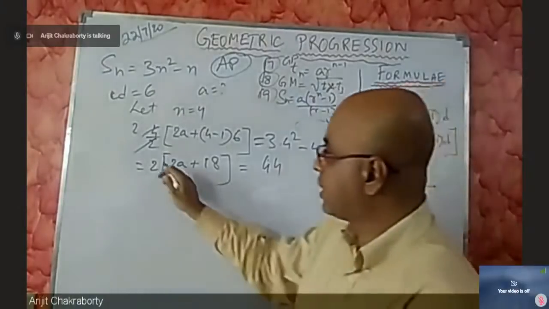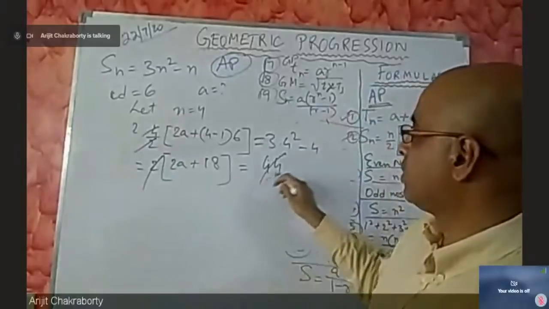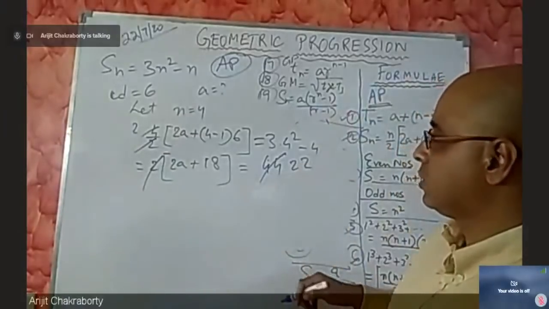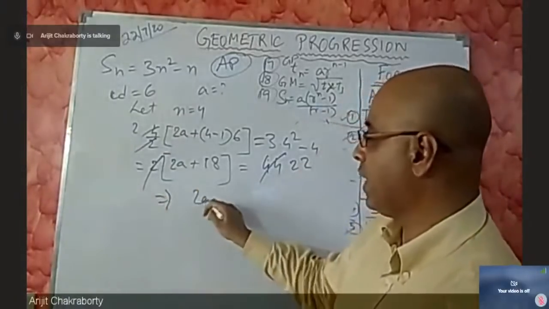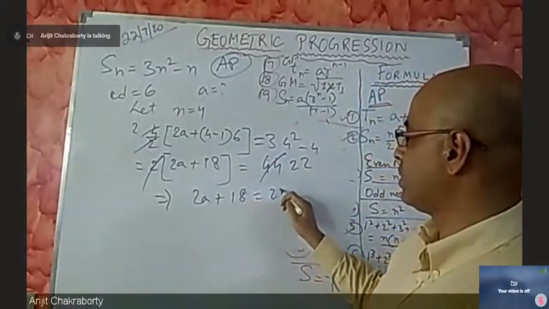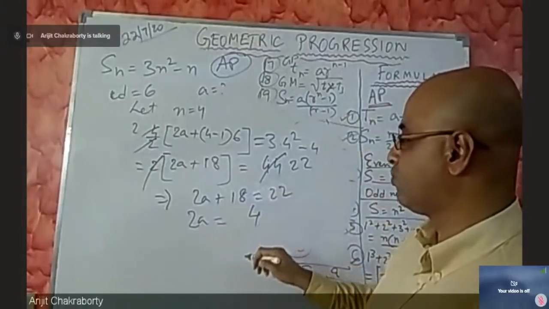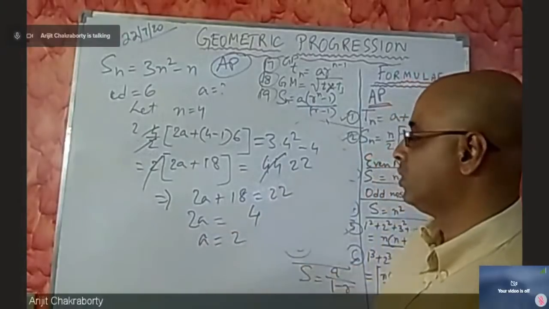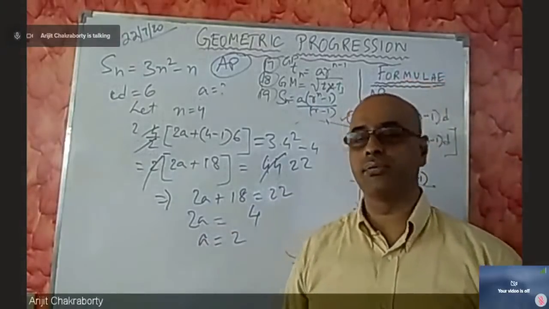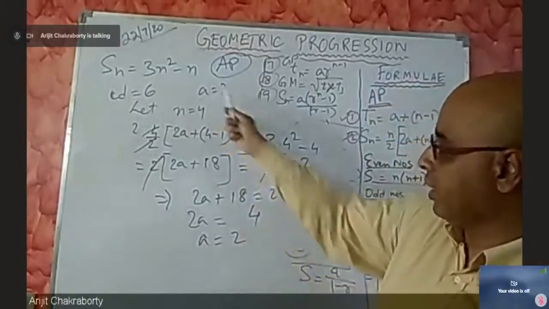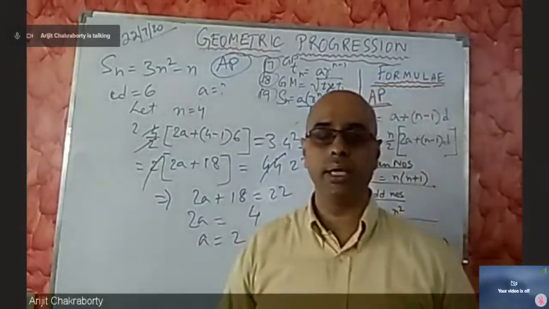Okay, I hope you are going correct. So this will become 22. So we have 2a plus 18 equal to 22. So 2a is equal to 22 minus 18, that is 4. So a is 2. What is the value of a? We have achieved it. The value of a is 2.